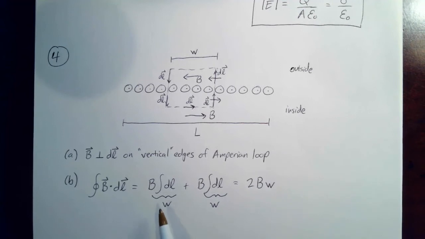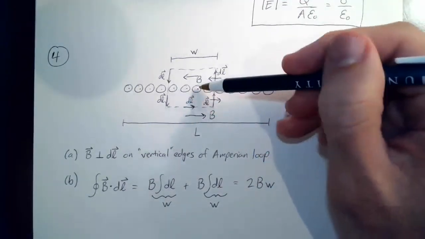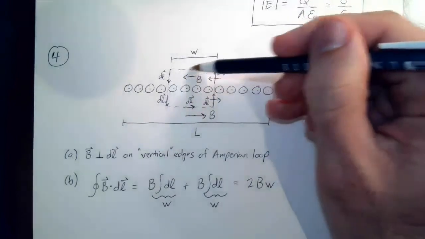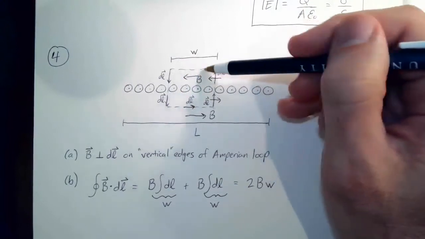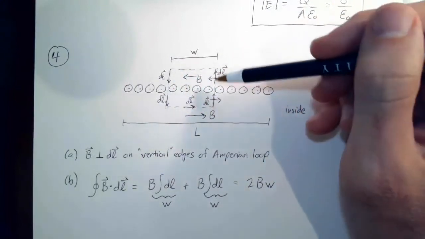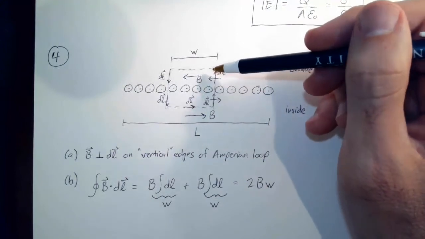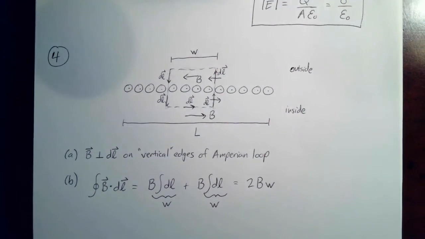And here there's an underlying assumption that I've made that if this edge is the same distance from the currents as this edge, I'm assuming that because of symmetry, then B must be the same here as it is here, which is a valid assumption until I introduce the other half of the solenoid, which is what I'm going to do next.